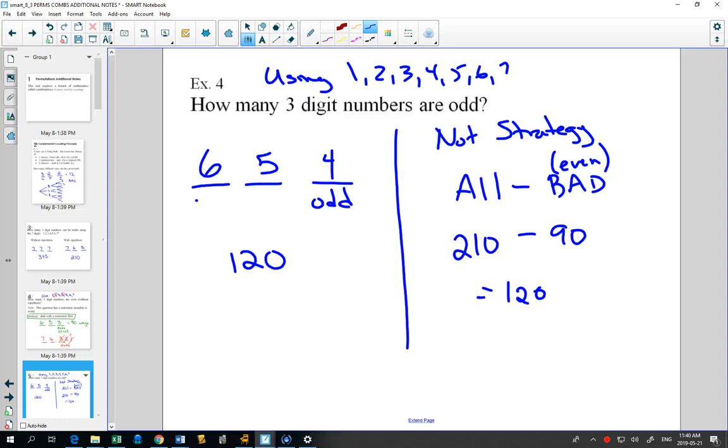And what's happening in this unit is that we're developing strategies. Every word problem that you read needs a strategy to solve it. So far we've had the spaces. Now we've had spaces with restrictions, so that's an added strategy to the spaces. We've had identical objects, and I've introduced you to the not strategy. Some questions will have a combination of a bunch of these. And so you have to use multiple strategies in the same question.